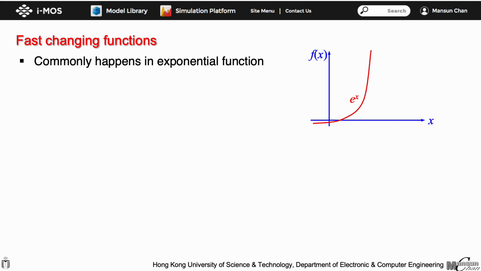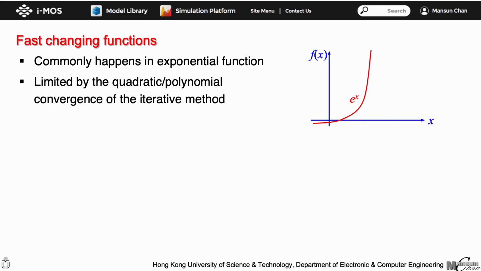Fast-changing functions, such as the use of an exponential function, are another reason for poor convergence. Due to the quadratic convergence nature of the Newton-Raphson method, it may not be able to chase the change of the function, leading to poor convergence. An illustration is given here. The extremely steep slope causes an extremely small increment after overshooting from the initial step. In such a case, it will take a long time to approach the solution.